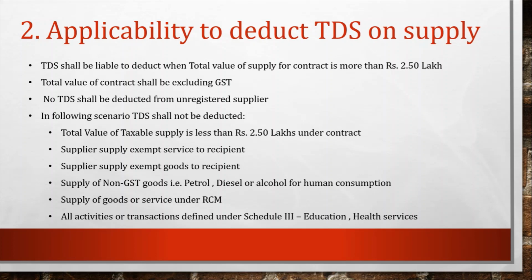Supply of goods or services under reverse charge mechanism, in which the recipient has to pay the GST on behalf of the supplier, in that case the TDS provision is also not applicable. Where any payment relates to cess, like GST compensation cess, this TDS provision is not applicable on it. When the payments relate to a tax invoice which has been issued before 1st of October 2018, in that case it is also not applicable. Any advances paid before 1st of October 2018, in that case also it is not applicable.